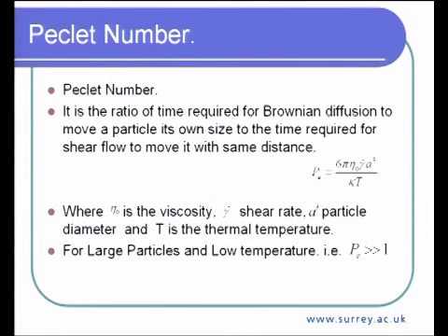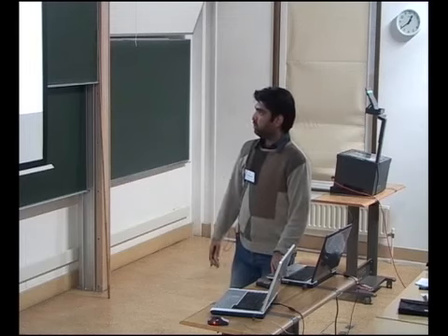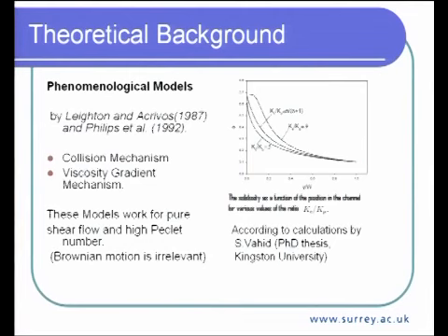The Peclet number is the ratio of the time required for the Brownian diffusion to move a particle its own size to the time required for the shear flow to move it the same distance. The Peclet number depends on the temperature, the shear rate and the viscosity of the fluid. For a large Peclet number and low temperature, the Brownian diffusion is not relevant at this time.